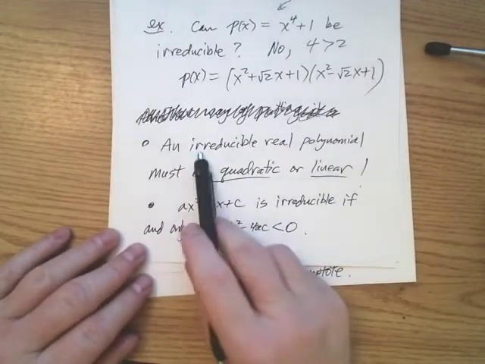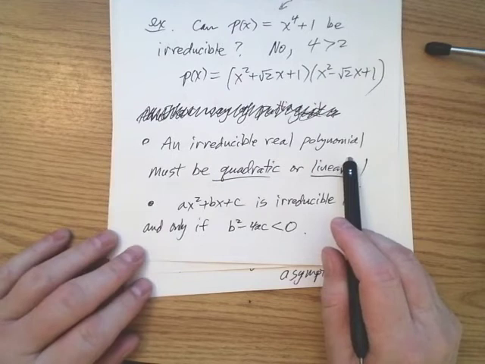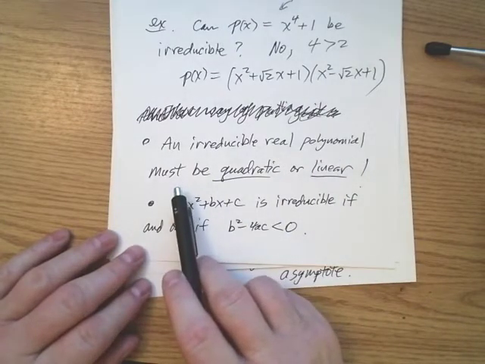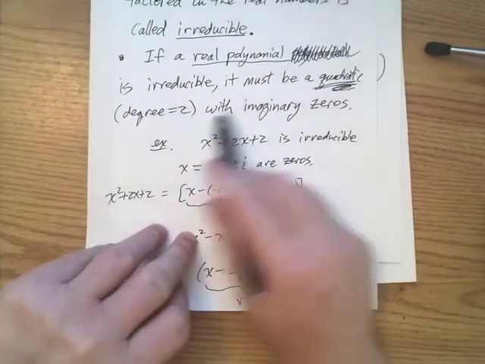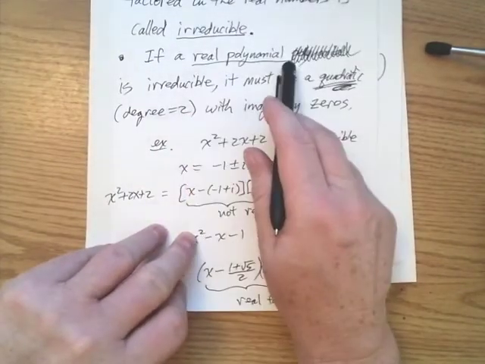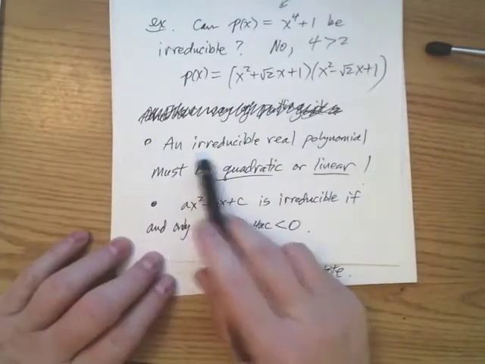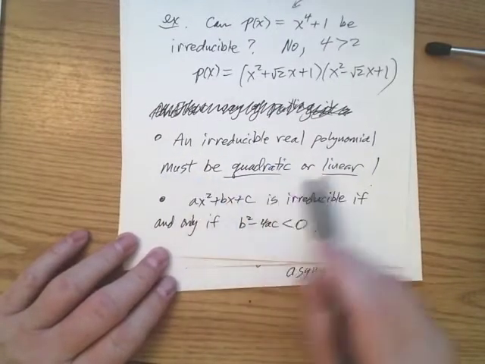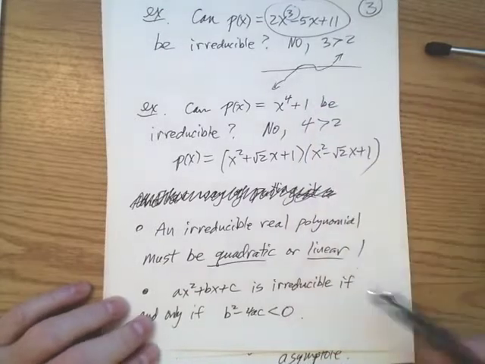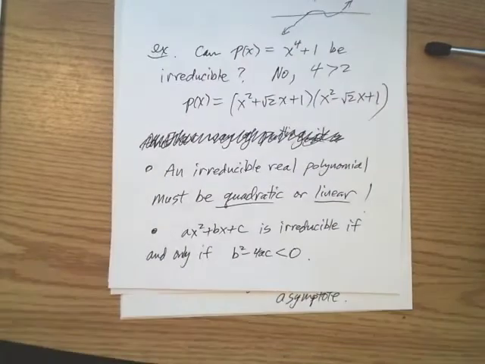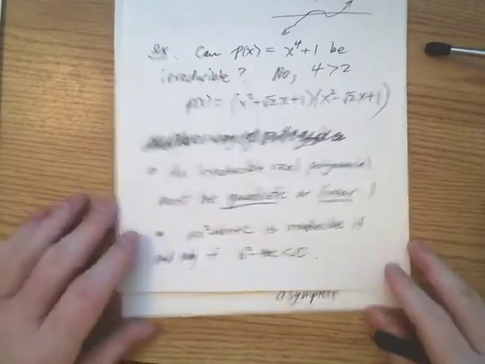Okay, so I say it here. An irreducible real polynomial must be quadratic or linear. So I actually messed up; I should have said here, a real quadratic, well, anyways, you get it now. An irreducible real polynomial must be quadratic or linear. And neither of these are quadratic or linear, so they must be reducible. That means you can factor them some more in the reals.